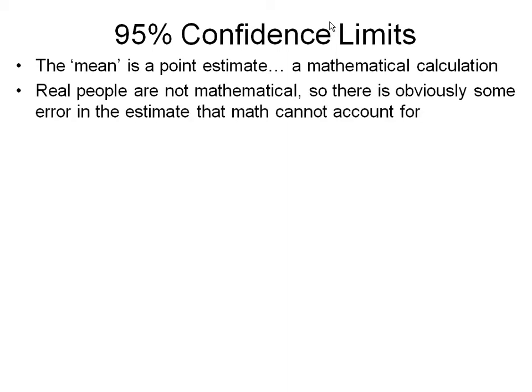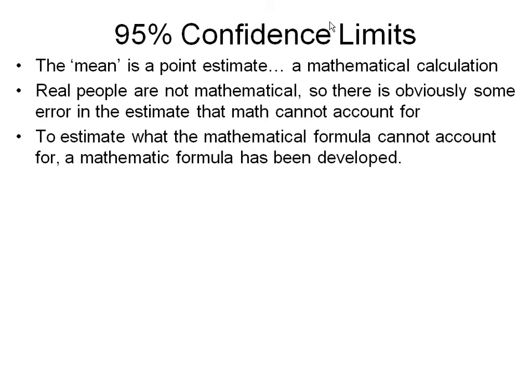So real people are not mathematical, so there's obviously some error in that estimate that math can't account for, right? So we've got the mean of 11, even though all of the numbers were even. There's bound to be some error. To estimate what a mathematical formula cannot account for, of course, a second mathematical formula has been developed. I just love statisticians. So what we're trying to do is figure out how to quantify variability.